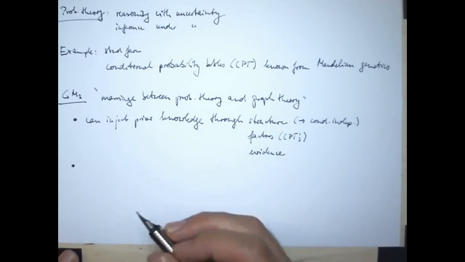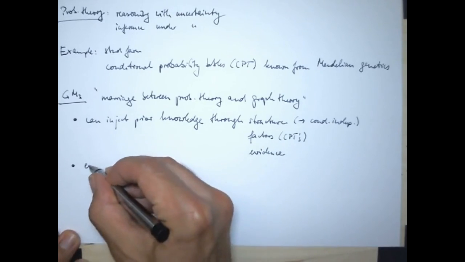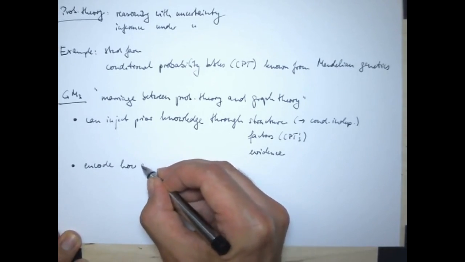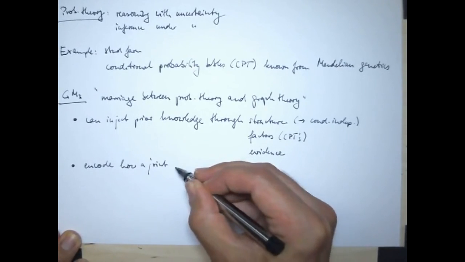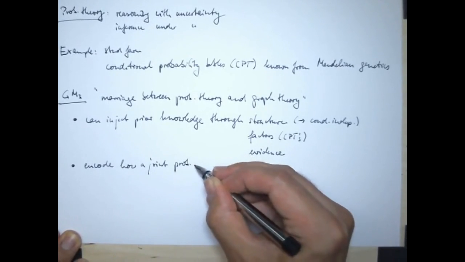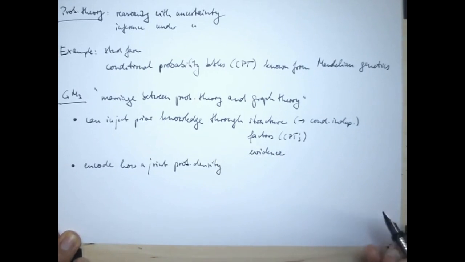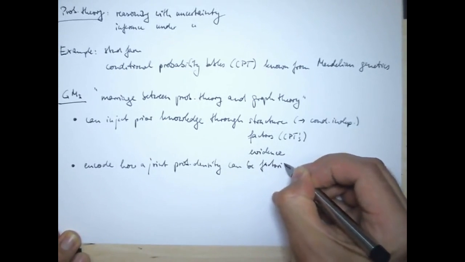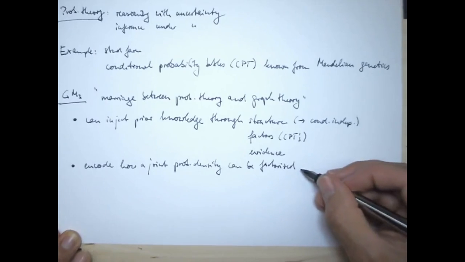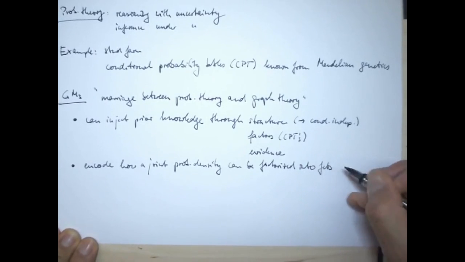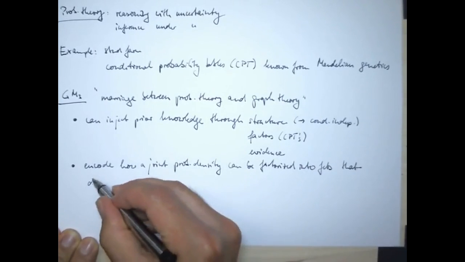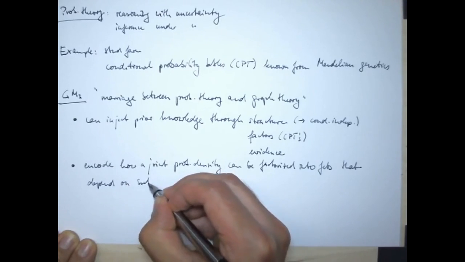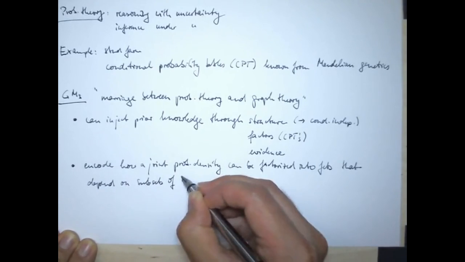So probabilistic graphical models encode how a joint probability density of multiple random variables can be factorized into functions that depend on a subset of all the random variables only.